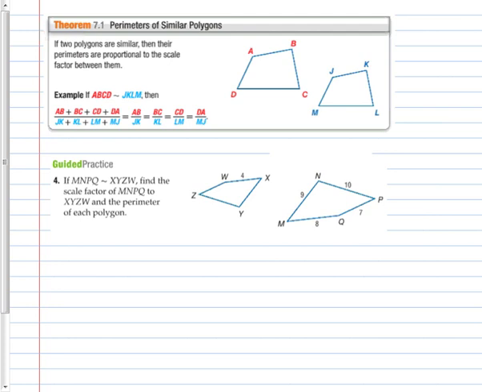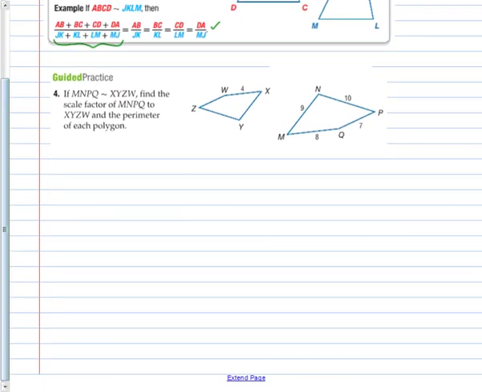Perimeters of similar polygons. If two polygons are similar, then their perimeters are proportional to the scale factor between them. So not only are the sides proportional to each other, but if you added up all the sides, those perimeters are the same proportion. So they are saying this statement, that's the ratio of the perimeters, is going to be exactly the same as every single one of the other ratios, or the scale factor. So we are going to use that fact to help us here.